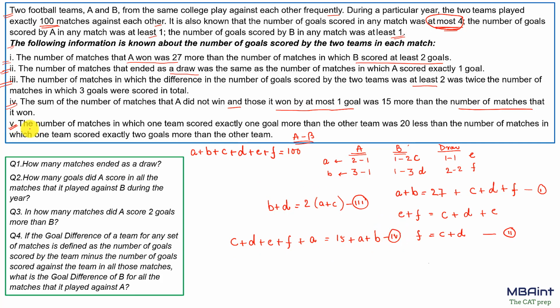Now let's see the fifth point. The number of matches in which one team scored exactly 1 goal more than the other team. So we'll just take into consideration A plus C. Was 20 less than the number of matches, so we'll put minus 20. The number of matches in which one team scored exactly 2 goals more than the other team. So we'll have to take into consideration B plus D. That's it. So this is my fifth equation.